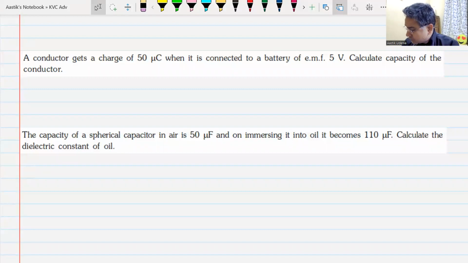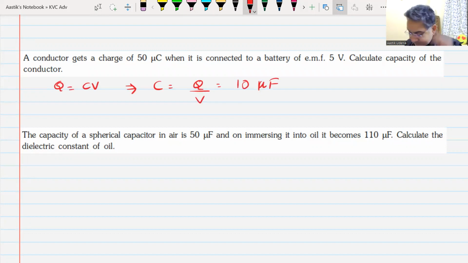So how are we supposed to do this? The only formula we have learnt is Q is equal to CV. From here, you can calculate C as Q by V. And the answer would be 10 microfarad. Yes or no? We understand this? Yes.